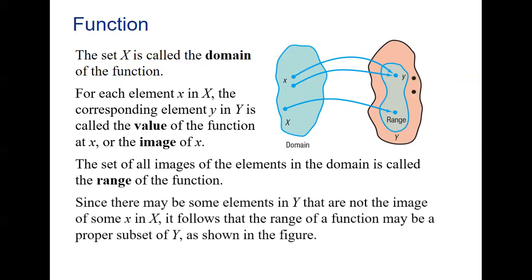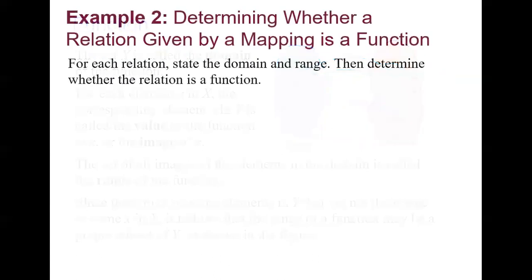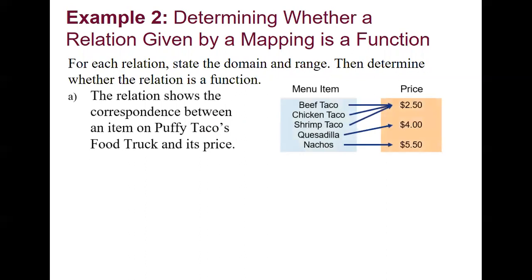And then the range can repeat. So I can be going to the same y, but I'm only coming from a different x. Okay. So for this mapping, is this a function?